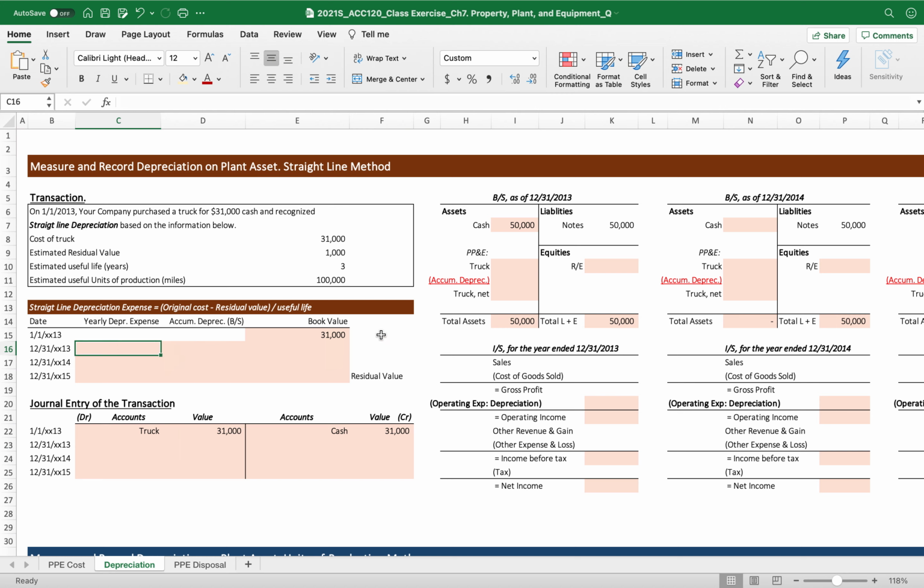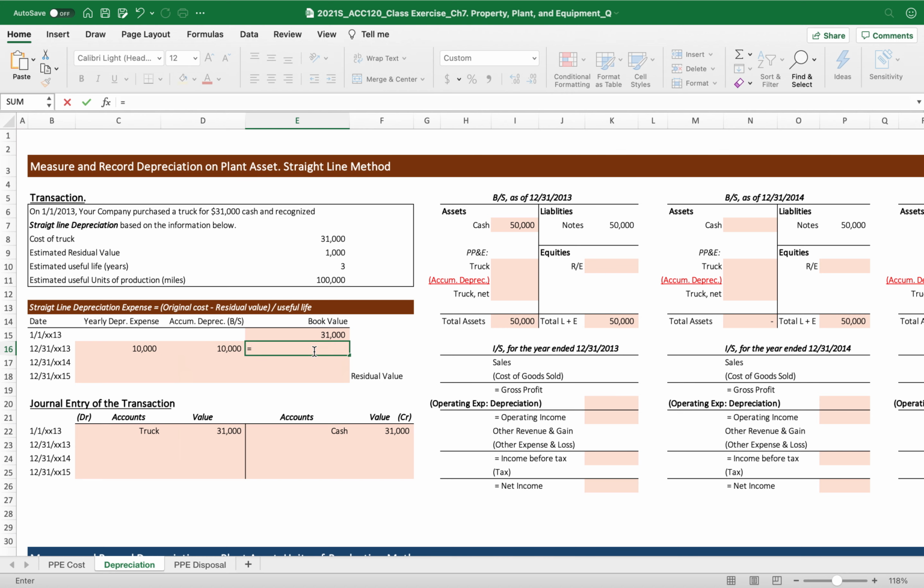Okay, then let's complete this part first. 1 year, we use this asset for 1 year. So how do you record this? How do you calculate it? Again, original cost is 31,000 minus, right, $1,000 residual value, and divided by 3. So $10,000 is the depreciation expense for the 1 year. And then accumulated depreciation in the first year is $10,000.